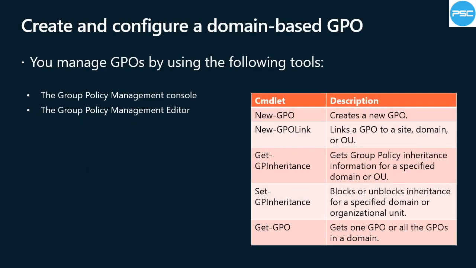You manage GPOs by using the following tools: the Group Policy Management Console and the Group Policy Management Editor. You can also use Windows PowerShell cmdlets to manage GPOs and their settings, including the following: New-GPO creates a new GPO. New-GPLink links a GPO to a site, domain, or OU. Get-GPInheritance gets group policy inheritance information for a specified domain or OU. Set-GPInheritance blocks or unblocks inheritance for a specified domain or organizational unit. Get-GPO lists one GPO or all the GPOs in a domain.